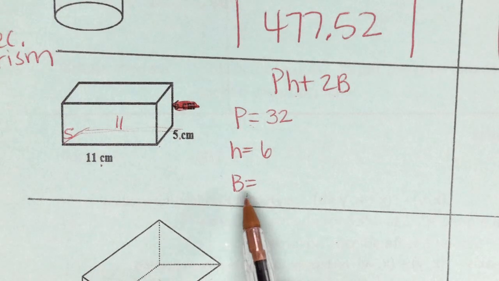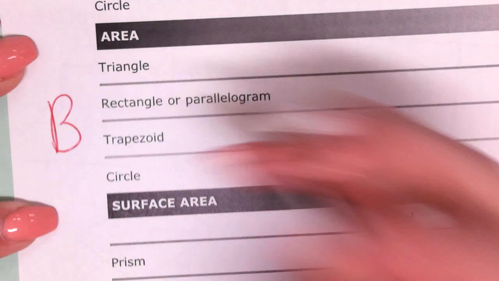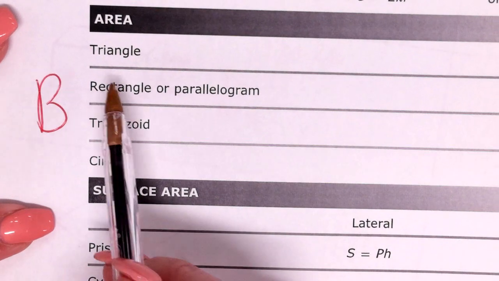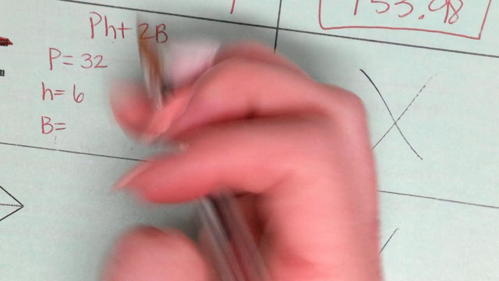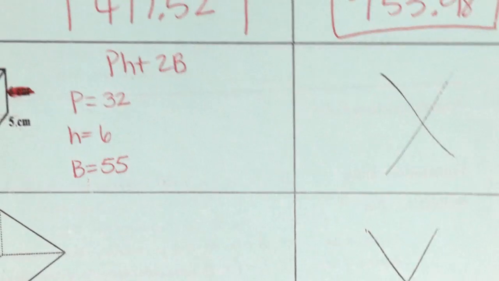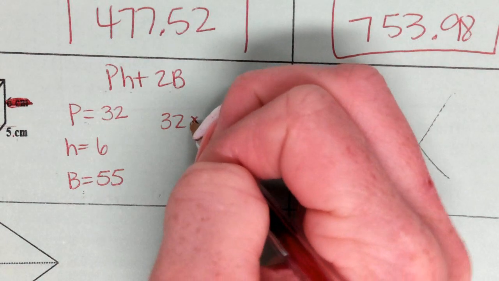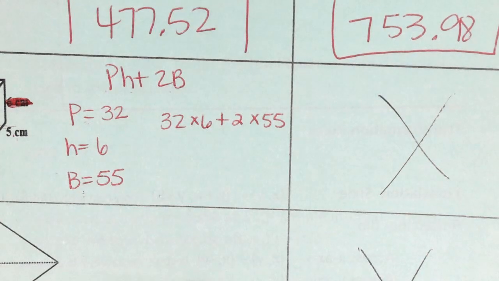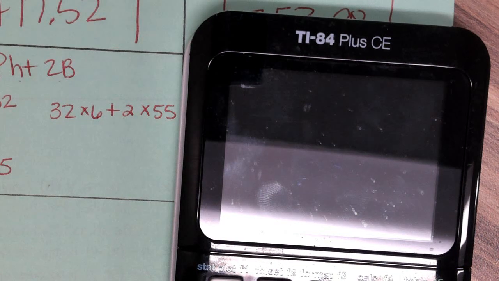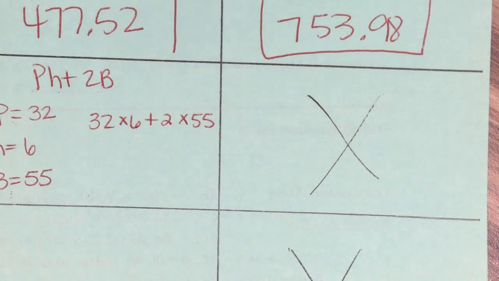What does big B stand for? Area of the base. Y'all remember we wrote big B right here, meaning you can come find the formula for big B. It's a rectangle, so it says to multiply the two numbers. So what is 11 times 5? 55. Now you just plug it in your formula: P times H plus 2 times B. Which is 302.